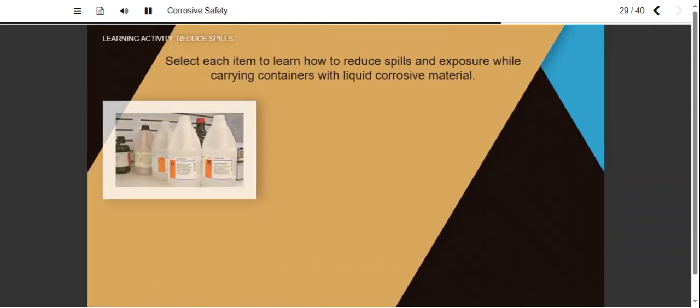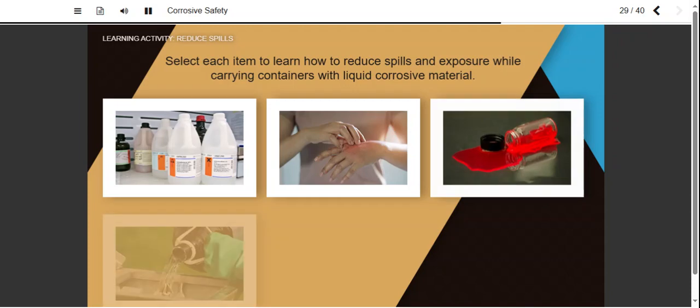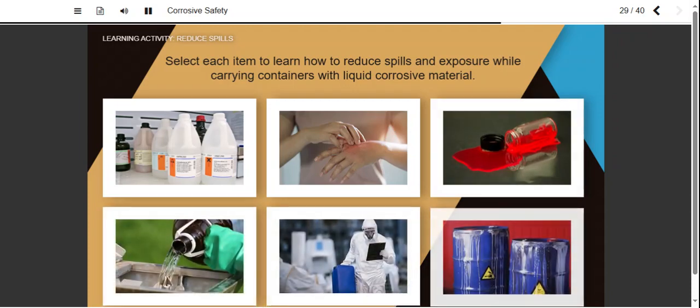Select each item to learn how to reduce spills and exposure while carrying containers with liquid corrosive material.